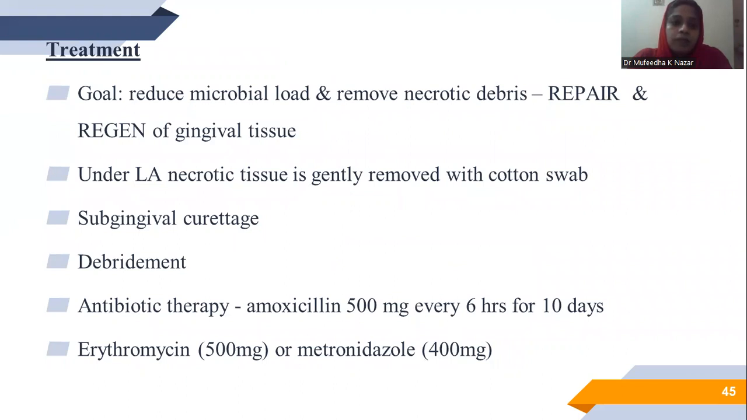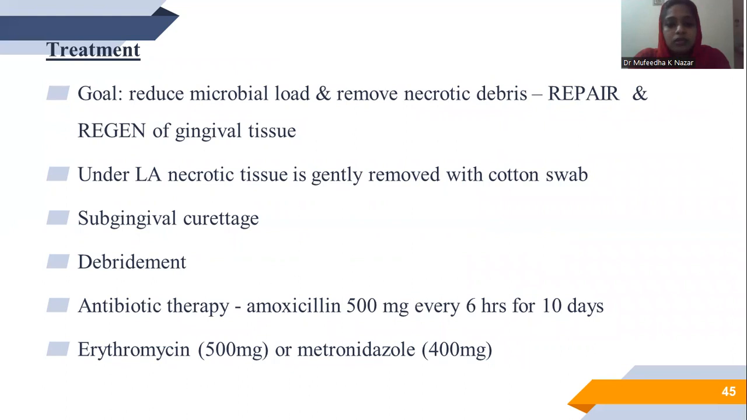Coming to the treatment, the goal of the treatment is to reduce the microbial load and to remove the necrotic debris so that the repair and regeneration of the gingival tissues can take place. First of all, under LA, this necrotic tissue is gently removed with a cotton swab, and thorough ultrasound scaling is done to remove the bacterial plaque and calculus. After which some gingival curettage and debridement is done, then antibiotic therapy is advised.